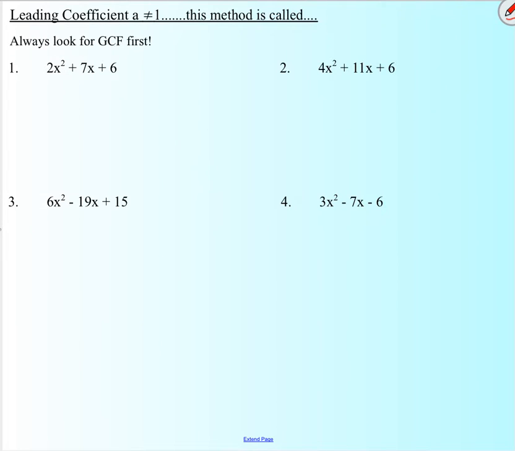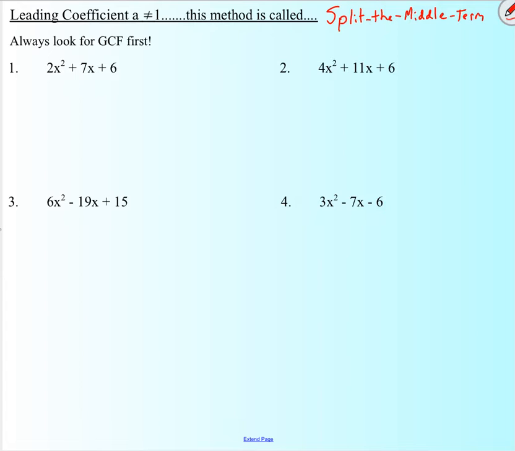What happens if you've got a quadratic trinomial where your lead coefficient is something other than 1? We're going to look at a method. There are multiple methods you could use here, but we're going to specifically use one that you use in Algebra 2, and it's called split the middle term. Split the middle term is what the method is called.